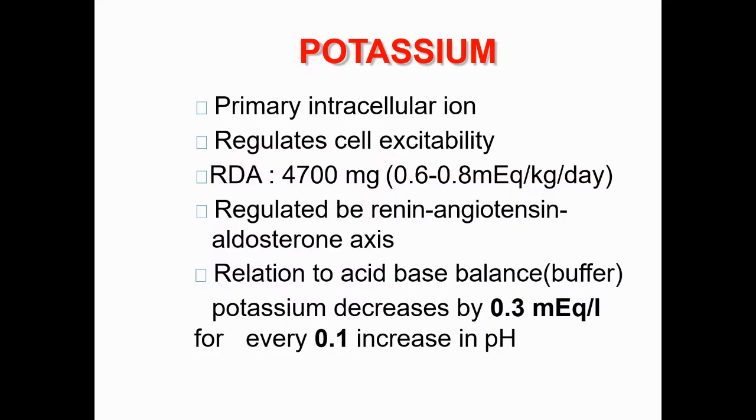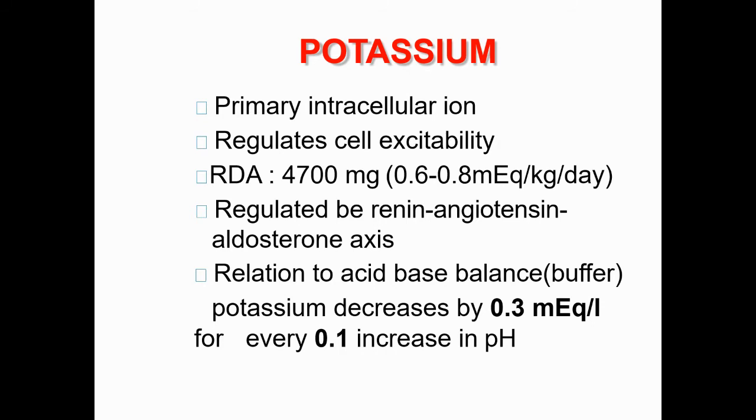Now we will discuss potassium. What is potassium? If it increases, what happens? What are the conditions related to potassium levels? As we all know, potassium is the primary intracellular ion. It plays a vital role in the regulation of cell excitability. The RDA is about 4,700 milligrams, which is 0.6 to 0.8 milliequivalents per kg per day. It also plays a vital role in the regulation of the renin-angiotensin-aldosterone axis.